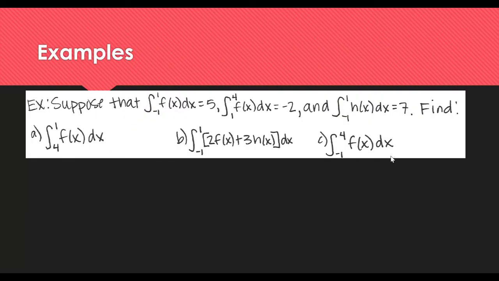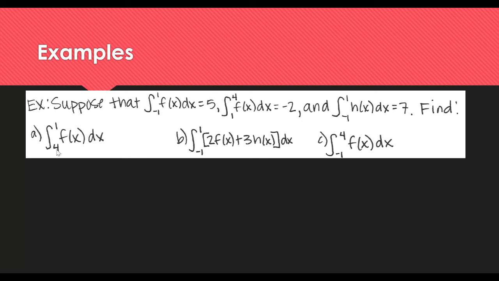Why do we care? Well, we're going to get problems that look like this. Suppose that the integral from -1 to 1 of f is 5, the integral from 1 to 4 of f is -2, and the integral from -1 to 1 of h is 7. We're going to do 3 examples. I want the integral from 4 to 1 of f, the integral from -1 to 1 of 2f plus 3h, and the integral from -1 to 4 of f.